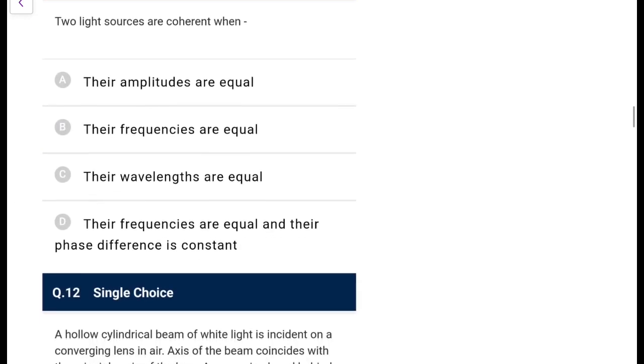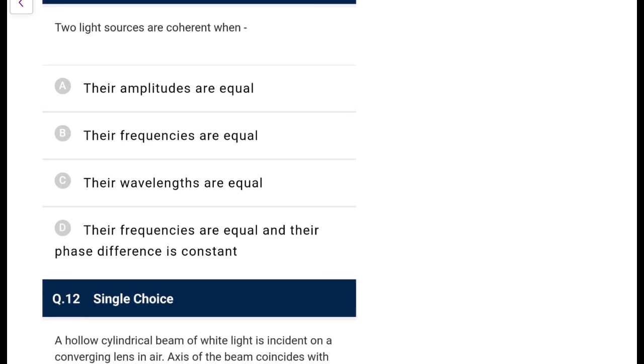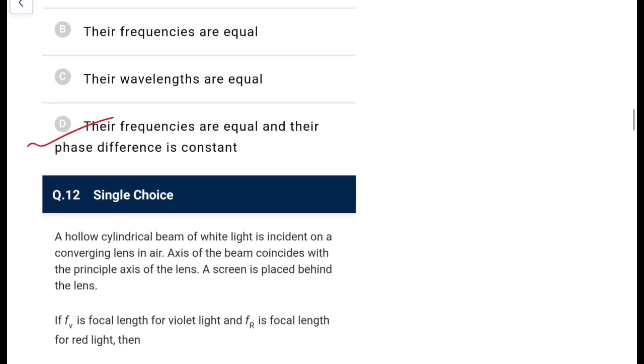Next one: two light sources are coherent. We know coherency means that they have a stable phase difference. For that, frequency must be the same. So go for option D, that is the most appropriate out of all.